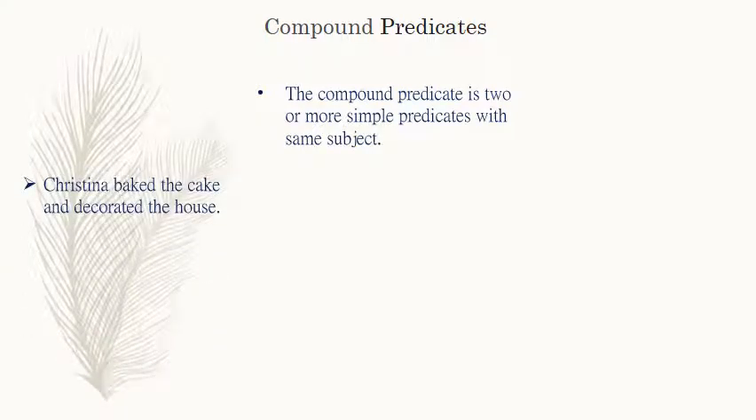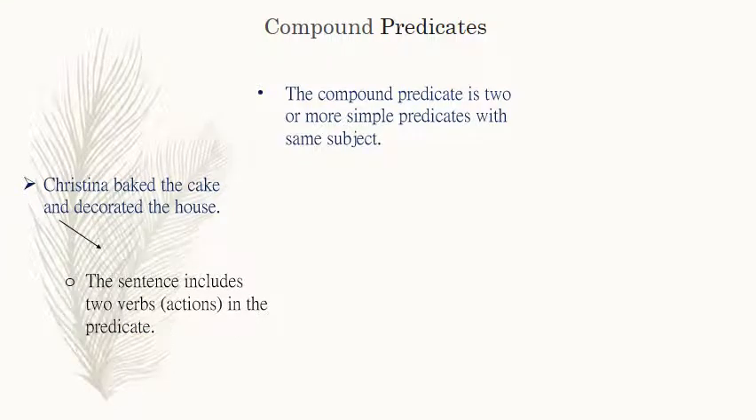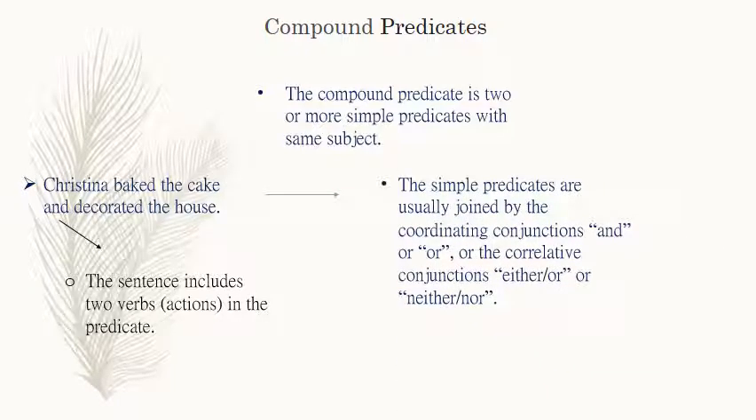Okay? Christina baked the cake and decorated the house. Baked the cake and decorated the house. So what did Christina do? Baked and decorated. The sentence includes two verbs or two actions in the predicate. The simple predicates are usually joined by the coordinating conjunction "and" or the correlative conjunctions "either...or" and "neither...nor" to make a compound predicate. So when we say compound predicate, we mean that we have more than one verb, more than one simple predicate, joined together with conjunctions.